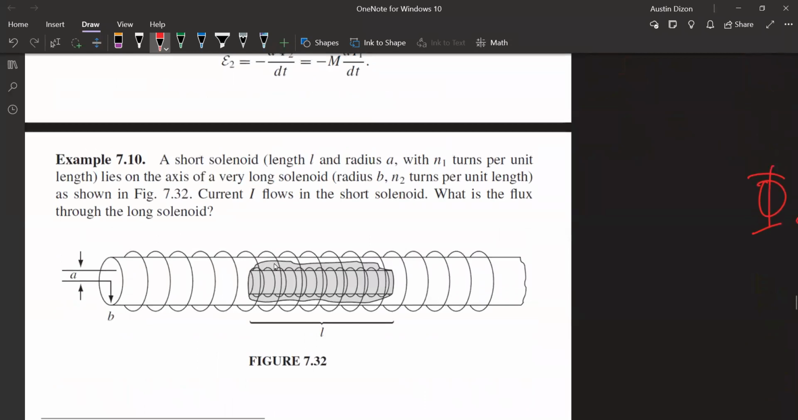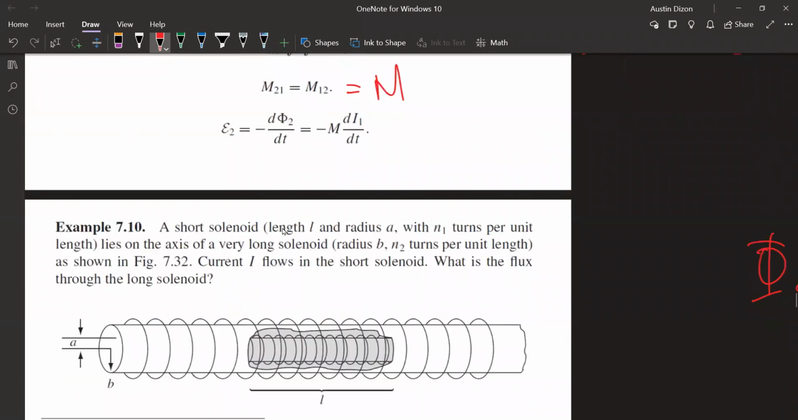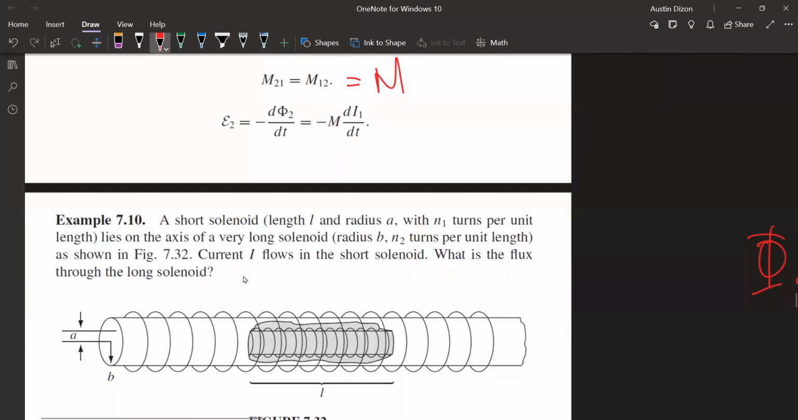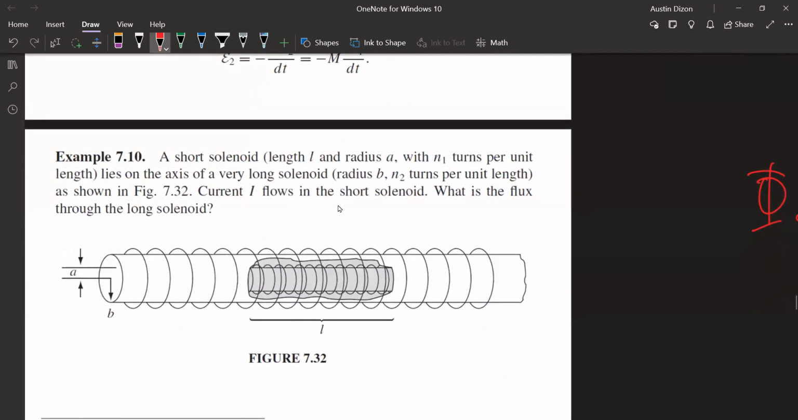Now, let's try an example. A short solenoid, length L, radius A, with N1 turns per unit length, lies on the axis of a very long solenoid. So you have a short solenoid inside, and it is inside a larger solenoid with radius B and N2 turns per unit length. And the current I is in the short solenoid. What is the flux through the long solenoid?